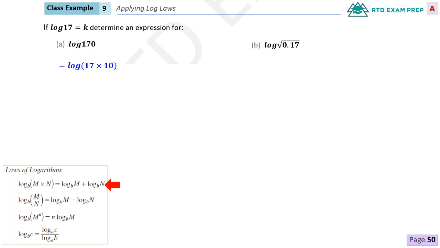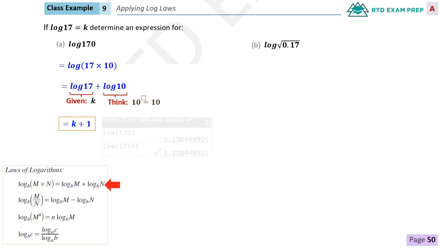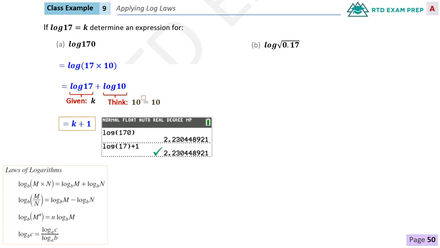In this example, we quite quickly find that 170 is simply 17 times 10, and we split this into 2 logarithmic terms using our log laws. We're able to replace log 17 with k, and we can evaluate the log of 10 to be 1. This other expression is quickly checked in our calculator by checking log 170 and then log 17 plus 1. Because they give the same decimal value, we feel very confident in our answer.